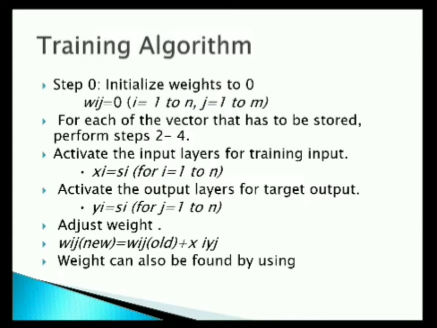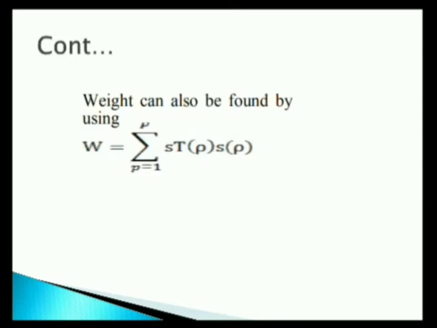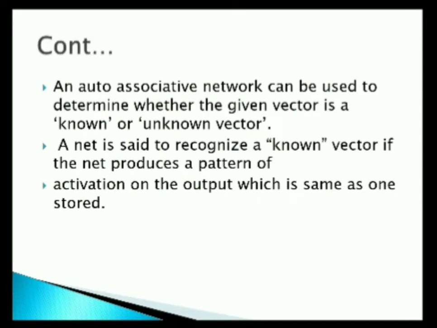So here the weight can also be found by the equation W = summation from p = 1 to P of s^T(p) s(p). An auto-associative network can be used to determine whether the given vector is a known or unknown vector. A net is said to recognize a known vector if the net produces a pattern of activation on the output which is the same as one stored.